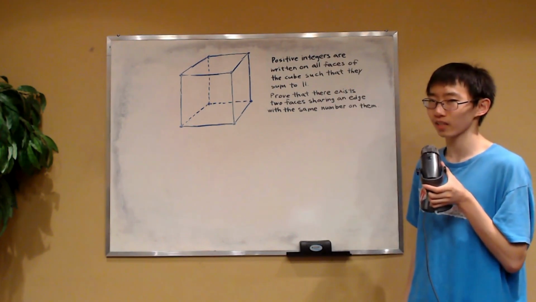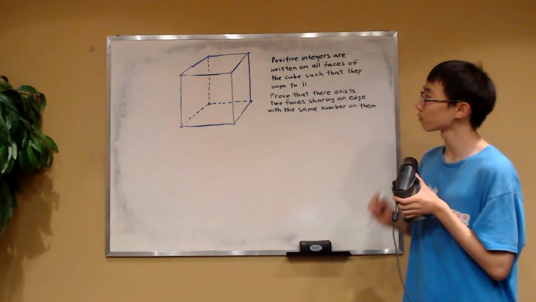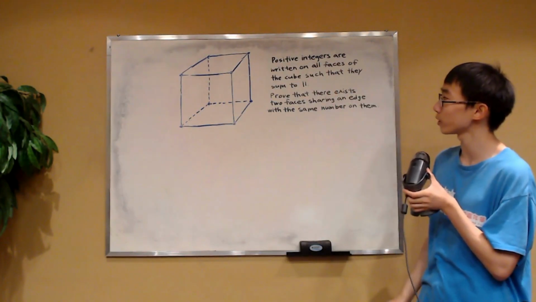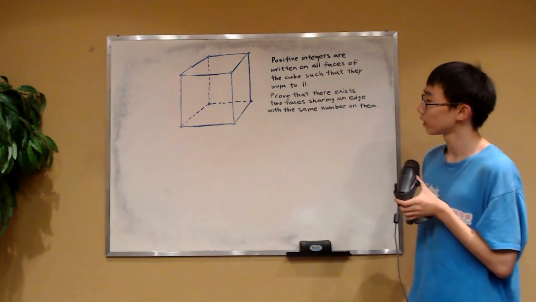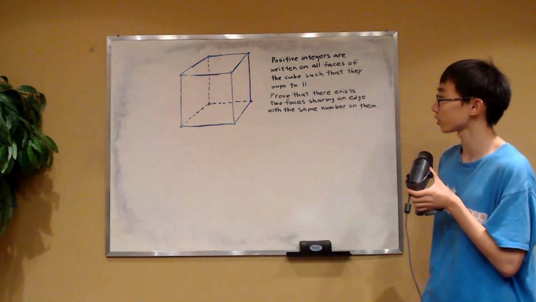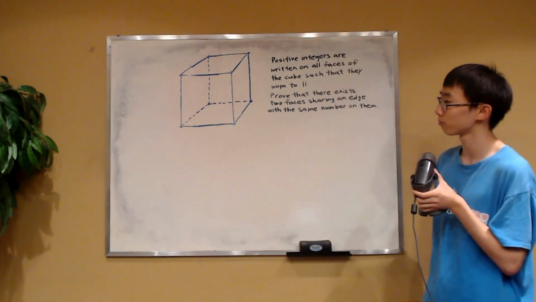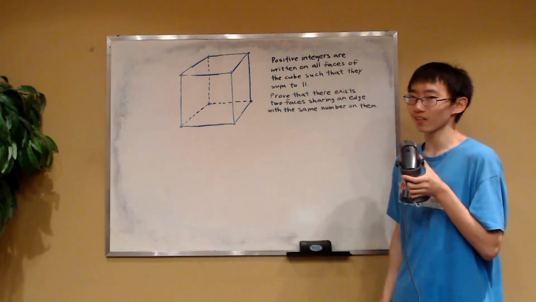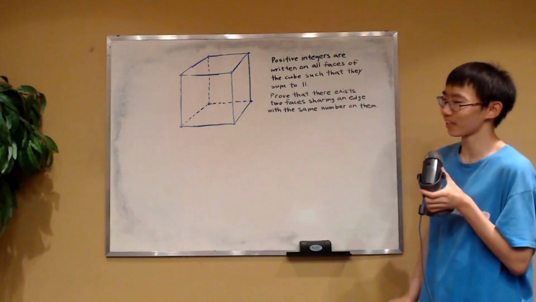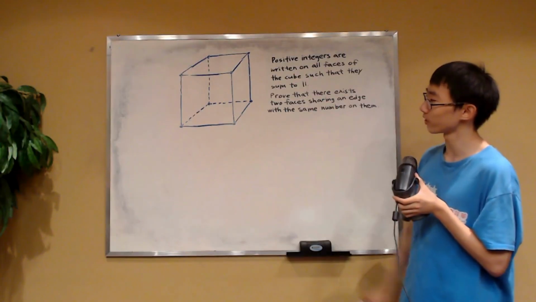This is a classic and very interesting proof-based problem. We have a cube, and suppose that positive integers are written on all faces of the cube, such that they sum to 11. Now, you want to prove that there exist two faces sharing an edge with the same number written on them. At first glance, this problem does not look very easy because there are a lot of ways in which you can have the numbers sum to 11.